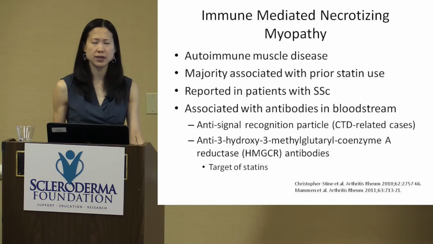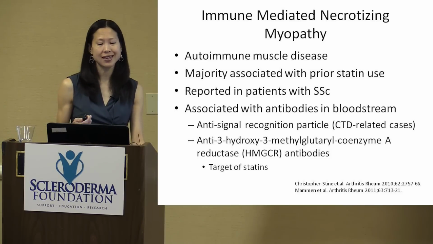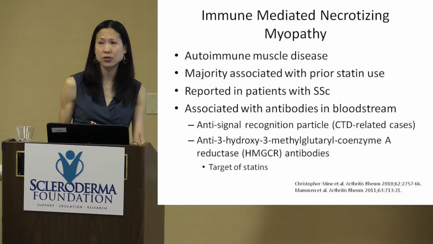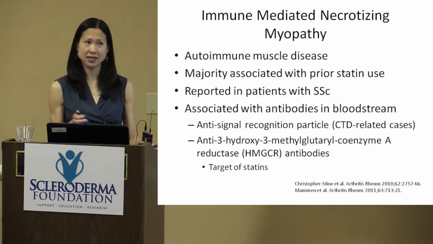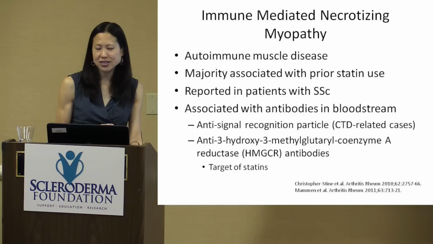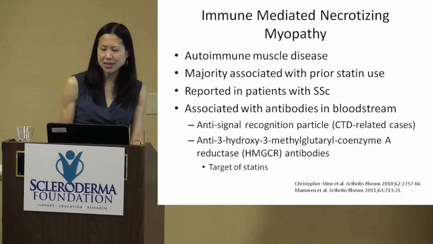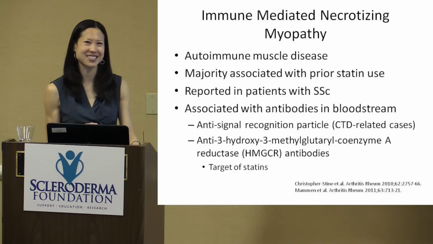And in patients with connective tissue diseases, it can be associated with antibodies called the anti-signal recognition particle, or anti-SRP antibodies. And in patients who have taken statins in the past, as well as in patients who haven't, but that's less common, it's associated with antibodies called the anti-3-hydroxy-3-methylglutaryl coenzyme A reductase antibodies, or HMG-CR antibodies.